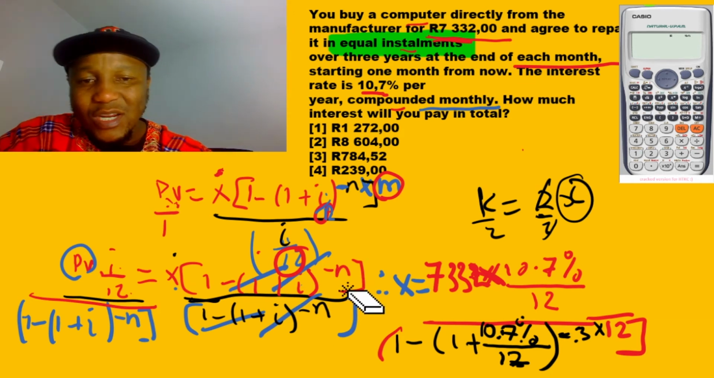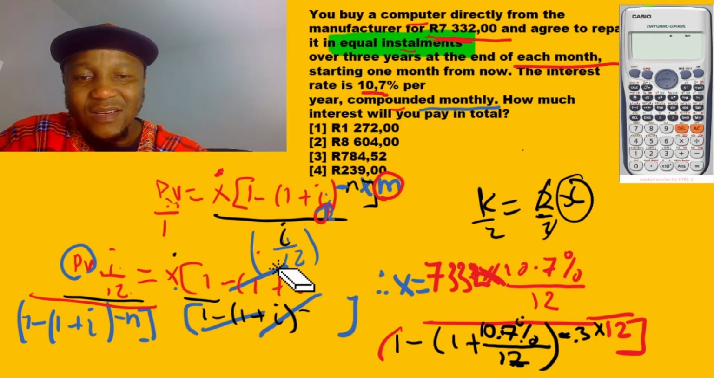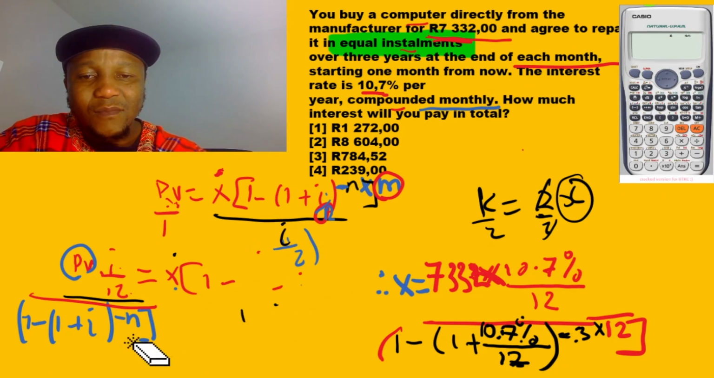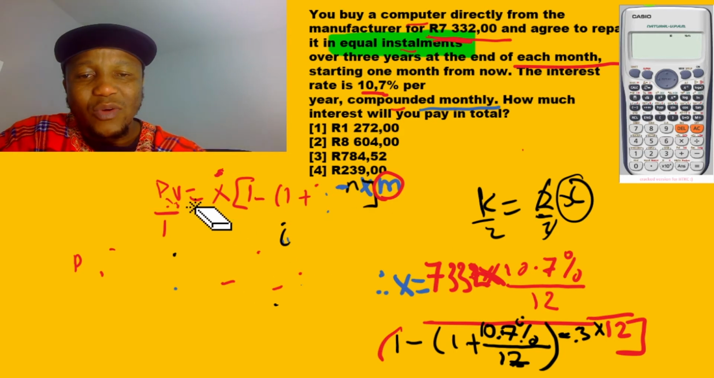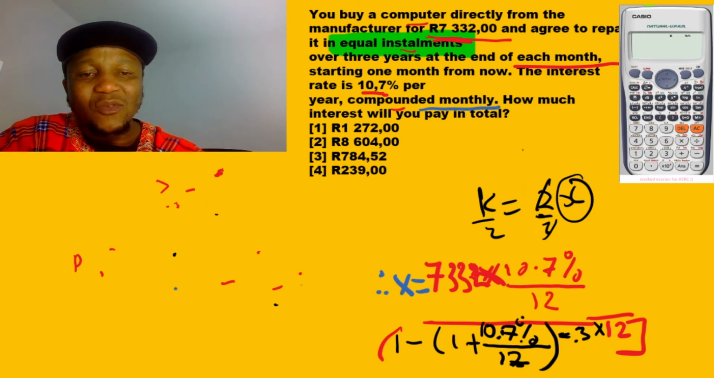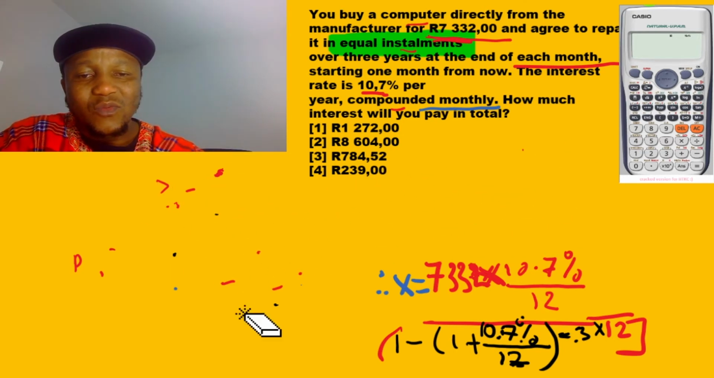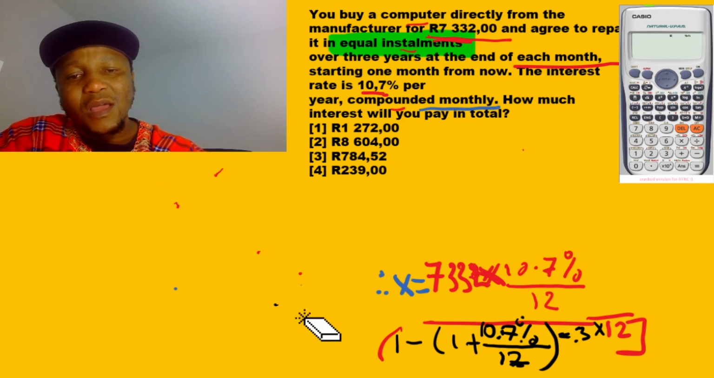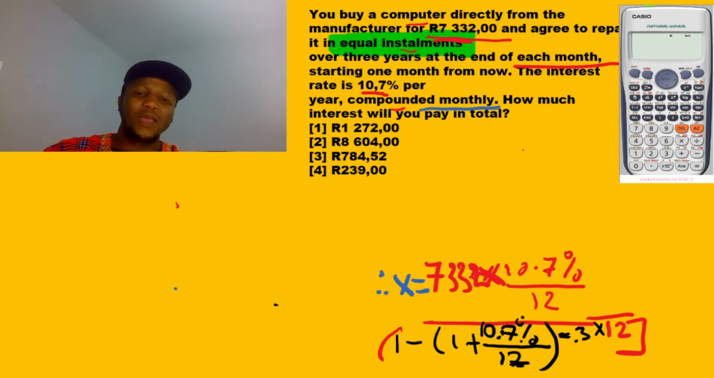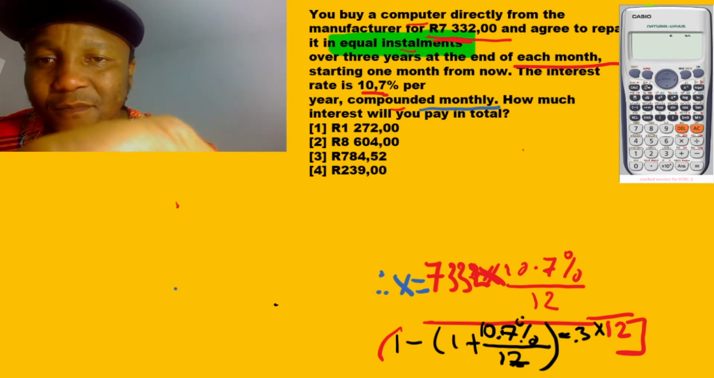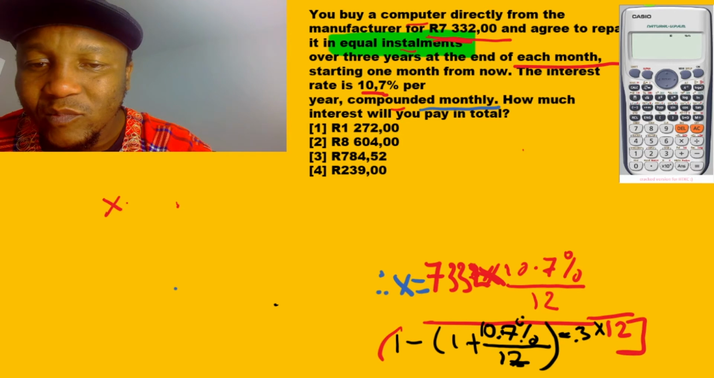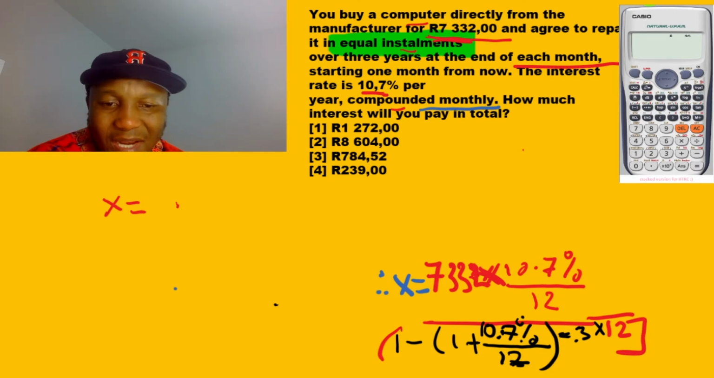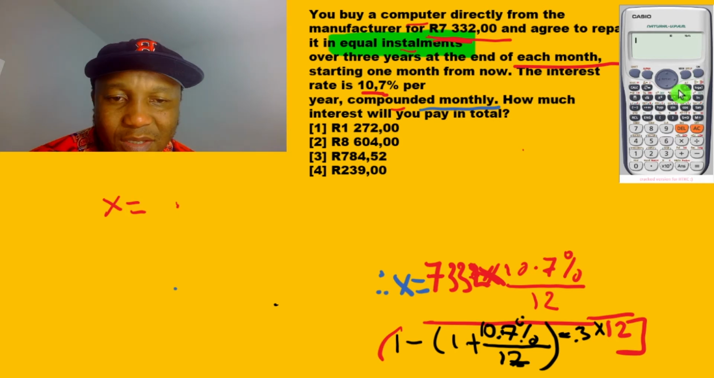I don't need this. I can have a space here. Let me erase this so I have a space. So we can just plug that in to get the value of x. What does x represent? Monthly payment. We need some space here. So we say x equals. I can just plug it into a calculator quickly and show you how.